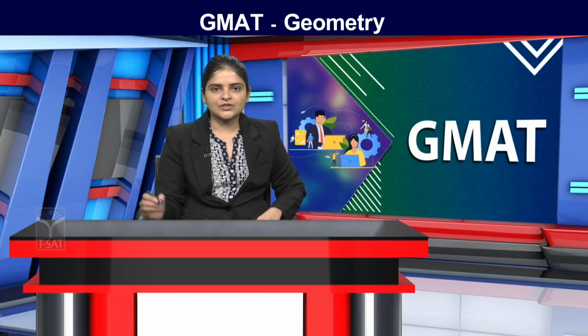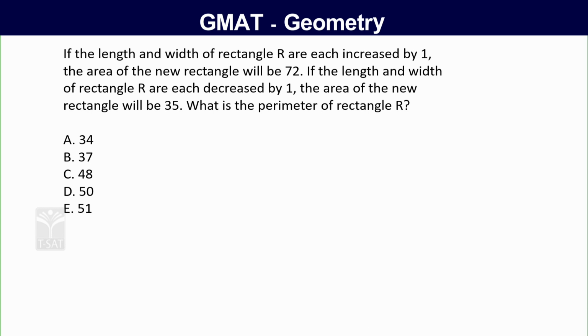Let's look at the next question. So the question says, if the length and width of rectangle R are each increased by 1, the area of the new rectangle will be 72. If the length and width of rectangle R are each decreased by 1, the area of the new rectangle will be 35. What is the perimeter of rectangle R? So let's say that the rectangle R has a length of L and a width of W units.